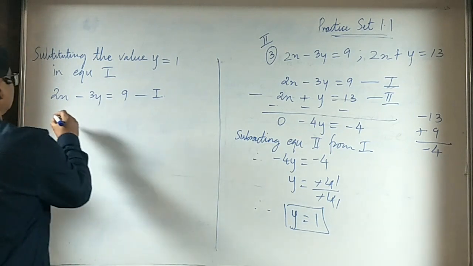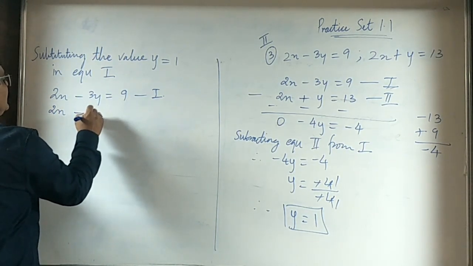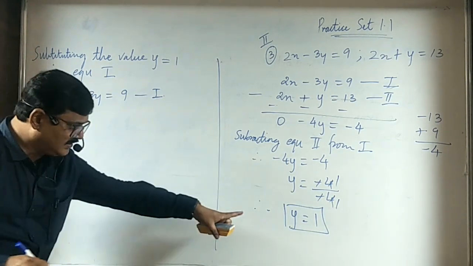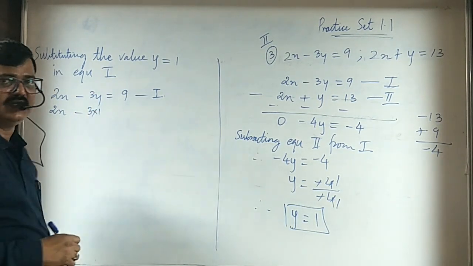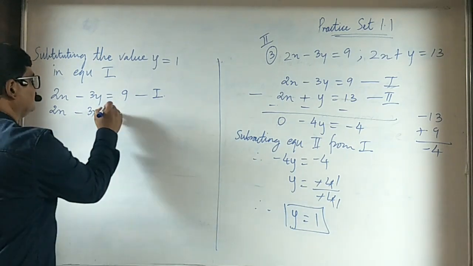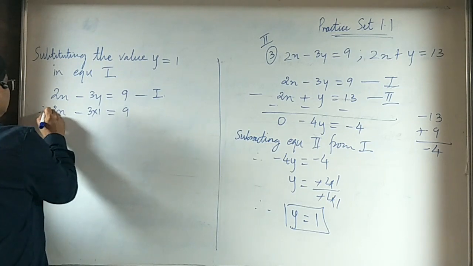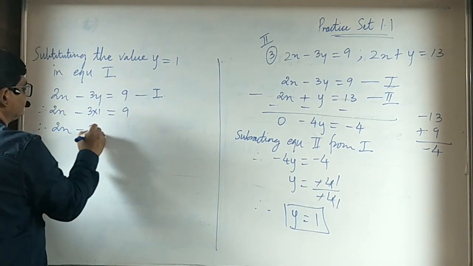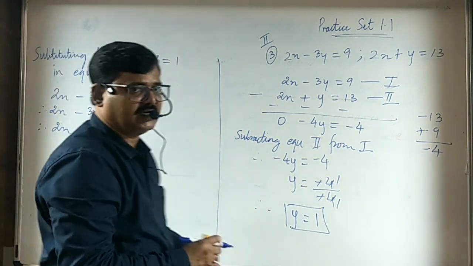Then here, 2x is equal to minus 3y. I will not write y, because I have got the value of y now, and both are multiplying, so I will write 3 into 1. Then the equal to sign, and then you have the 9 coming over here. Therefore you will get 2x minus 3 is equal to 9.